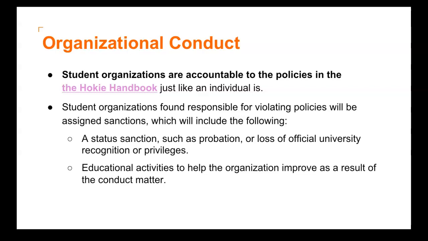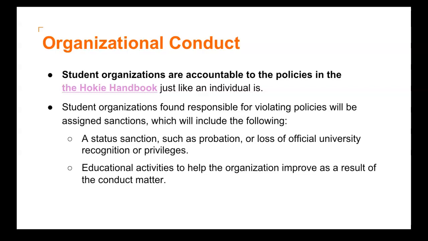For example, if a student organization is found responsible for violating the underage alcohol and beverage policy, the organization may be assigned the status sanction of probation. Within the status sanction, the student organization may lose privileges for a certain amount of time, including the ability to request funding and reserve campus spaces.